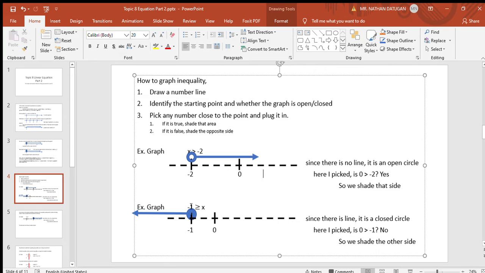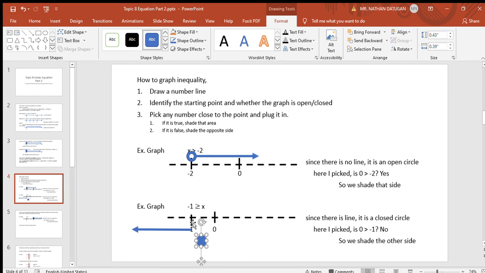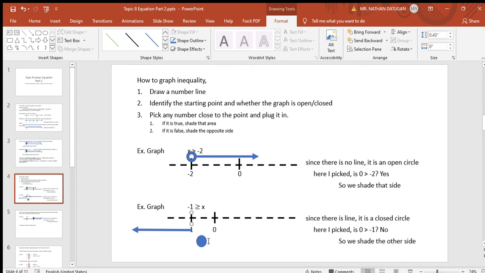So let's have another example. We have negative 1 is greater than or equal to x. We're going to identify the starting point. In this case, it's negative 1. Now that we identified the starting point, is the graph going to be an open circle or a closed circle? Well, there's an underline here, so it's going to be a closed circle.